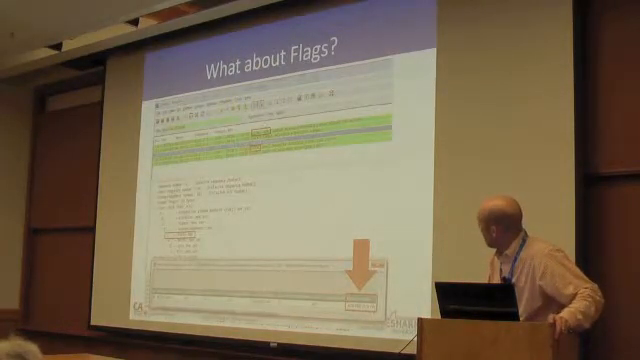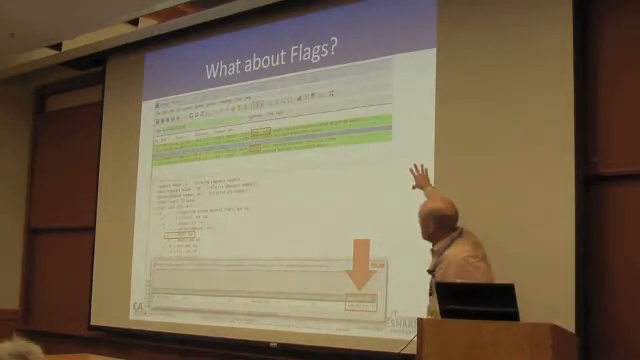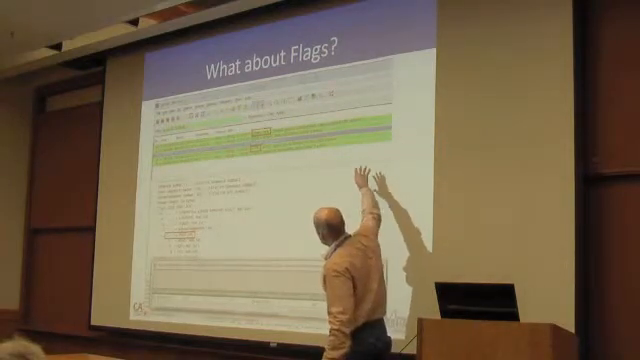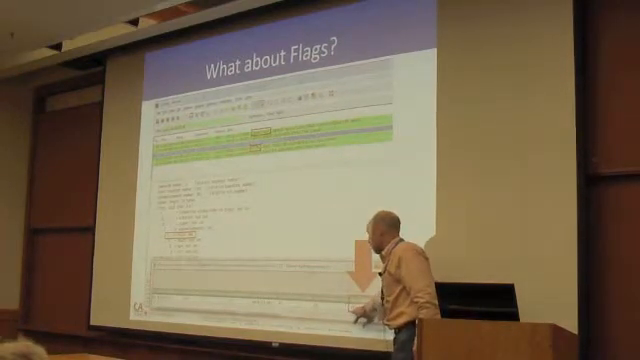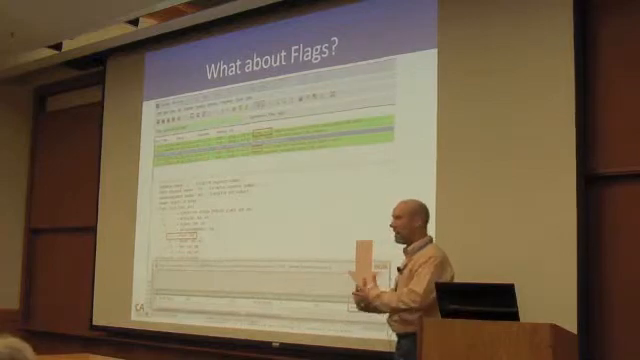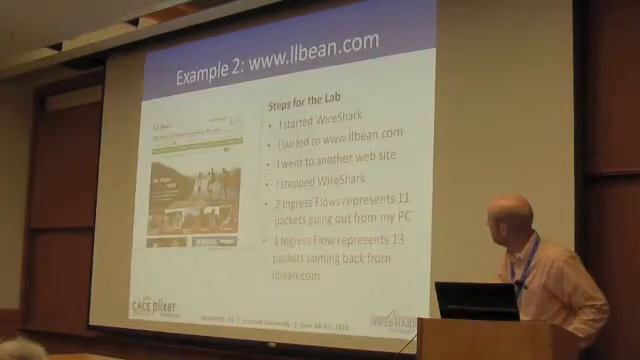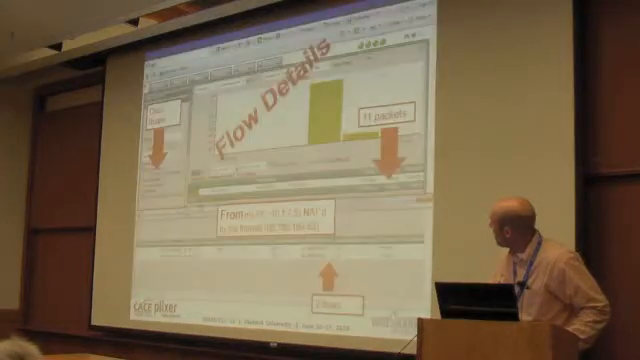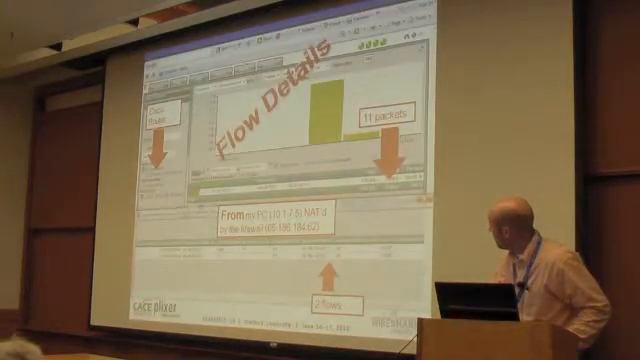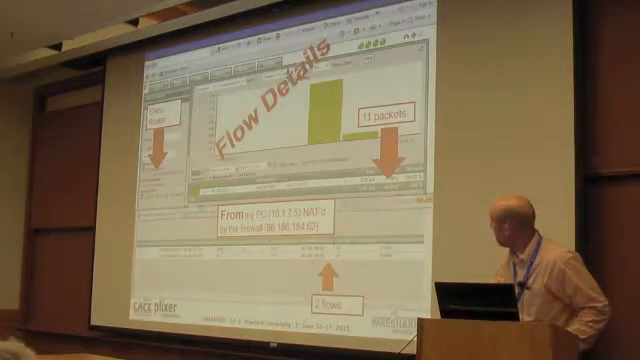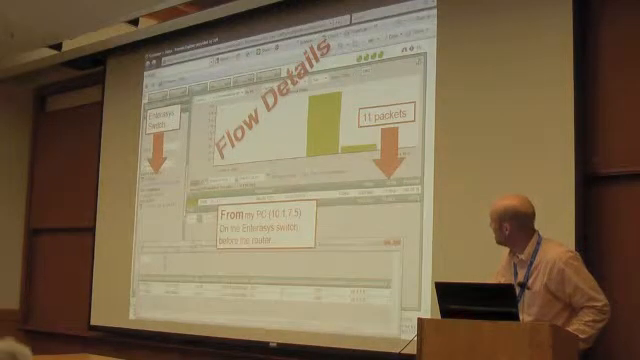So what about flags? With Wireshark, we get multiple packets. With us, the router's just going to logically AND them together. You're going to get them all at once, so you're not going to get all that detail. So I went to LLbean and did the same thing. I captured the packets. Got 2 flows representing 11 packets.